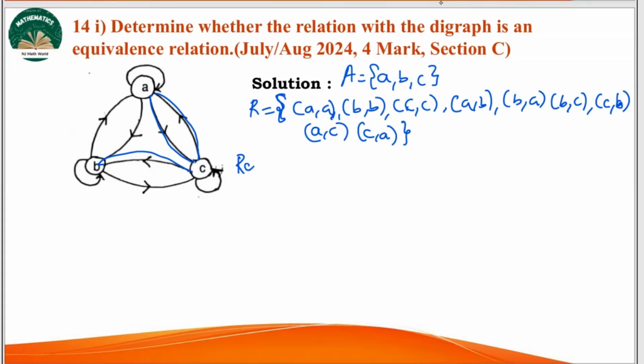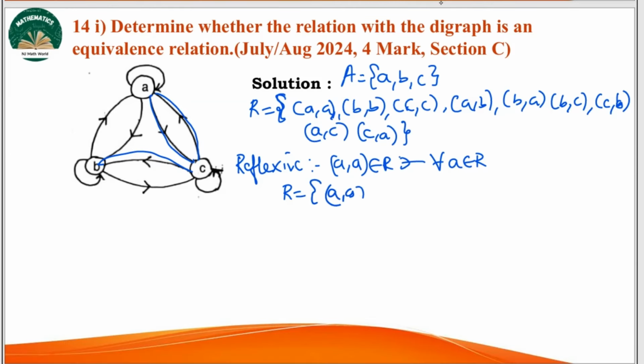Now we'll prove it is reflexive. Reflexive is what? Reflexive means that A comma A belongs to R for all A. That means we have here our relation R: A comma A, B comma B, and C comma C are there. Therefore it is reflexive. Then we will take the next one, symmetric.